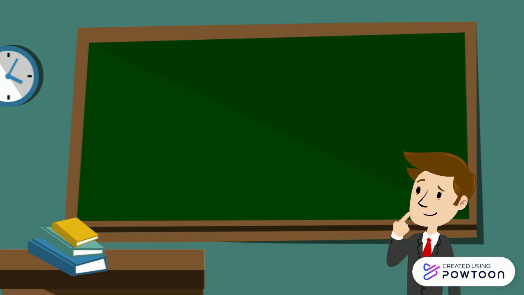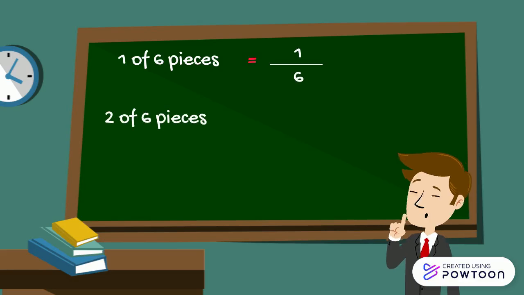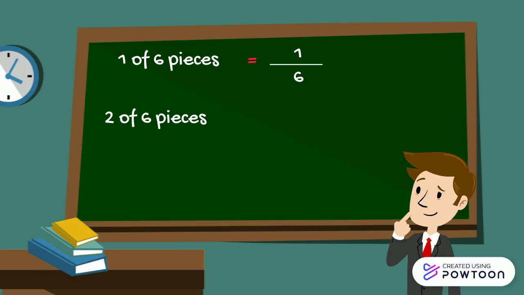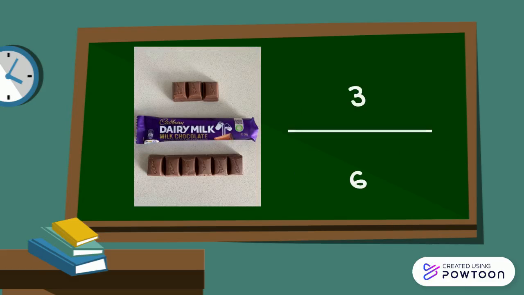So let's have a look. You gave 1 of the 6 pieces of the first bar to your sister, which equals 1/6. And you gave 2 pieces of the 6 pieces of the second bar to your big brother, which equals 2/6. So if we add them together, 1/6 plus 2/6 equals 3/6. Because both chocolate bars are the same size and have the same number of pieces, we simply kept the denominator as 6 and we added the numerators together to get the answer of 3/6.